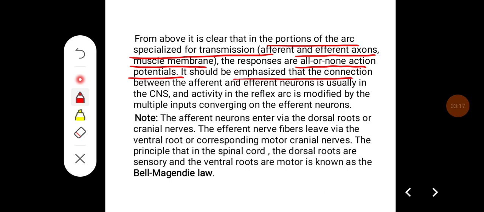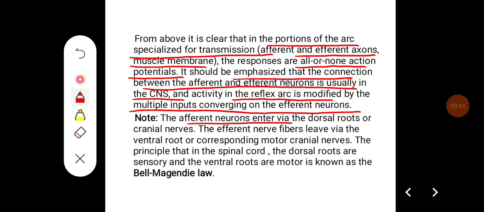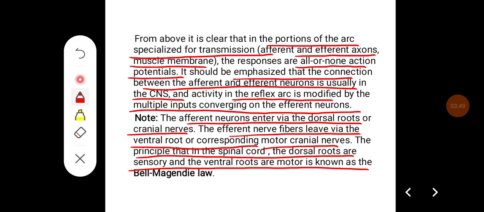It should be emphasized that the connection between the afferent and efferent neurons is usually in the CNS, and activity in the reflex arc is modified by multiple inputs converging on the efferent neurons. Note that the afferent neurons enter via dorsal roots or cranial nerves. The efferent nerves leave via ventral roots or corresponding motor cranial nerves. The principle that in the spinal cord the dorsal roots are sensory and the ventral roots are motor is known as the Bell-Magendie law.